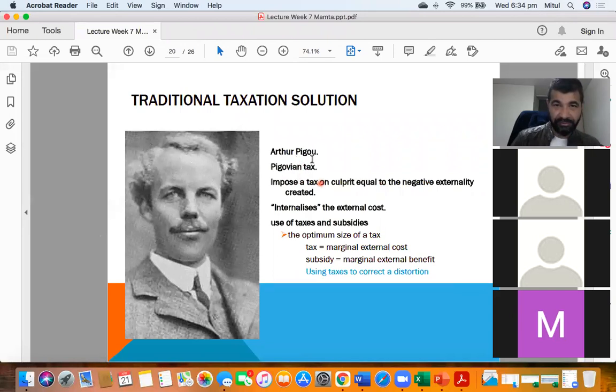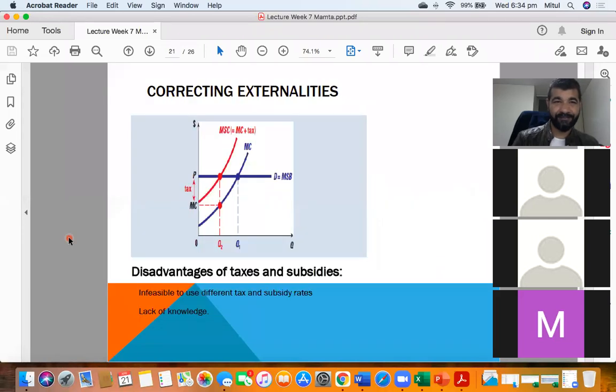Arthur Pigou offered these ideas. Uses of taxes and subsidies, the optimum size of the tax. If they are creating a negative externality, tax them. Positive externality, subsidize them. That's what they mean. So correcting externalities is in here.